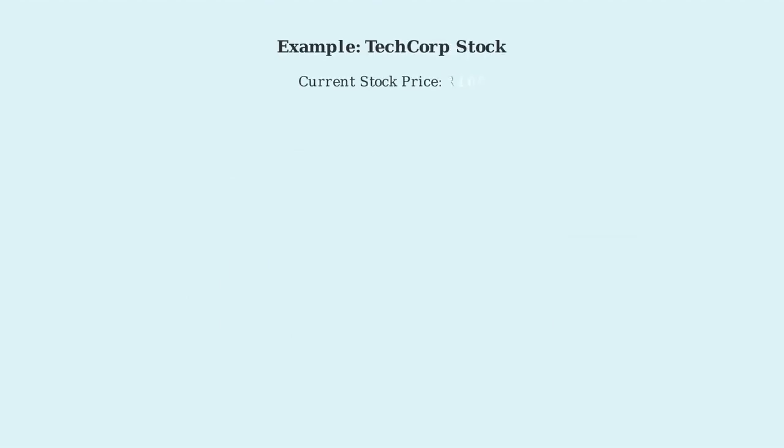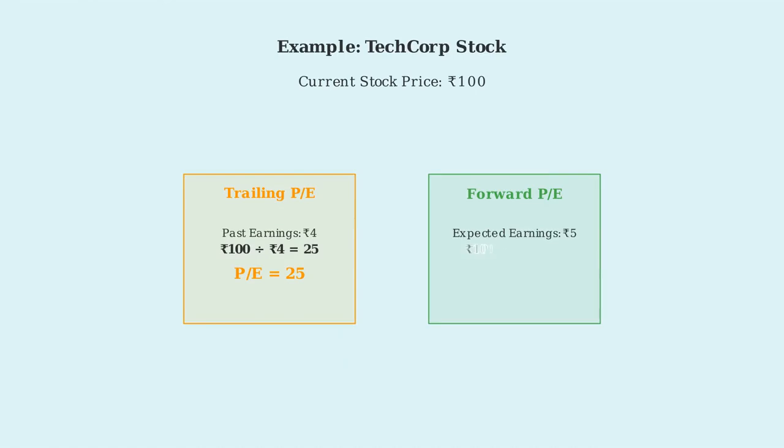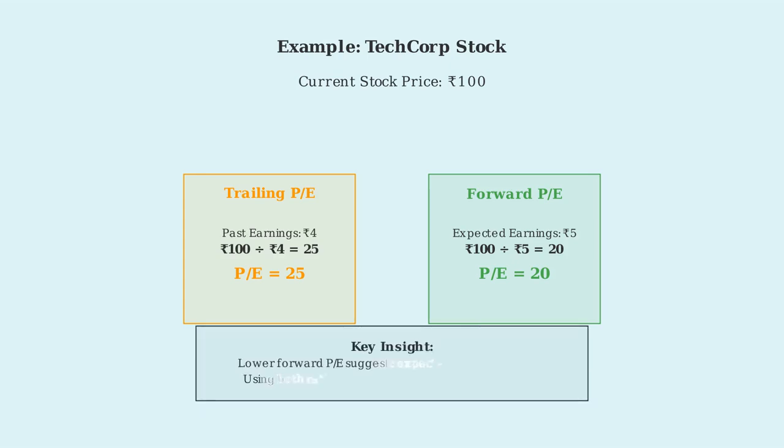Here's a practical example. TechCorp stock trades at 100 rupees. Using past earnings of 4 rupees gives us a trailing PE of 25. But analysts expect earnings to grow to 5 rupees, giving a forward PE of 20. The key insight is that the lower forward PE suggests the market expects earnings growth. By using both trailing and forward PE ratios together, investors get a comprehensive view that combines historical performance with future expectations.